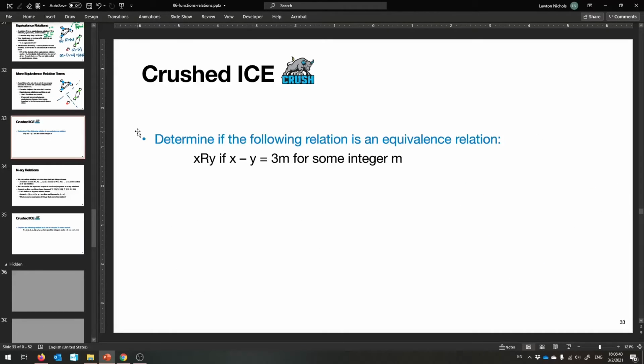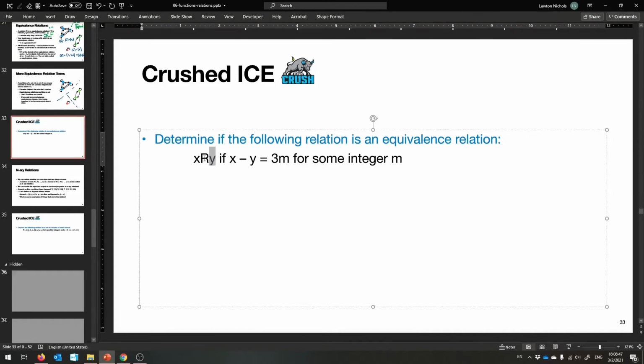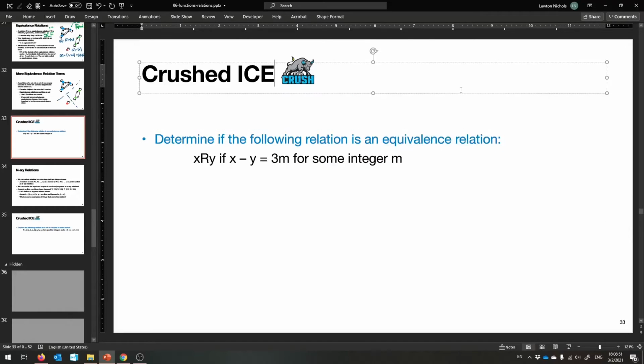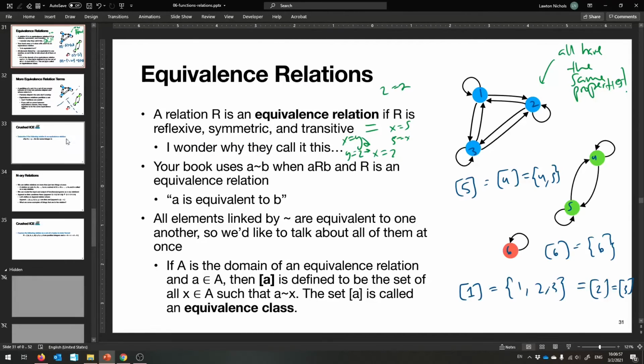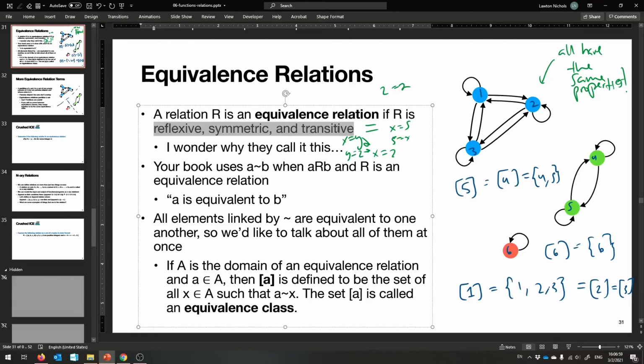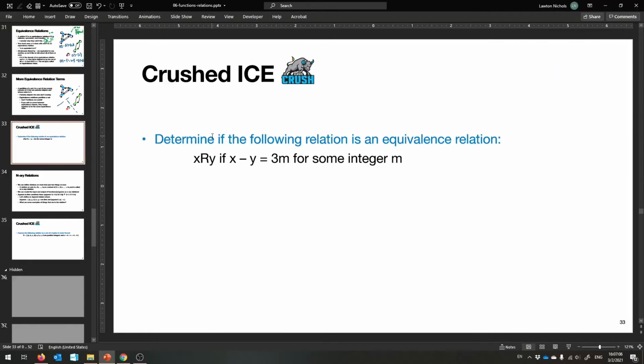Okay, so we're now ready for you to give it a try. I want you to figure out if the following relation, R down here, defined to be this, is an equivalence relation. That means you just have to check these three things, right? Check that it is reflexive, symmetric, and transitive. All three of those things, okay? So give that a try, and then we'll do it together.